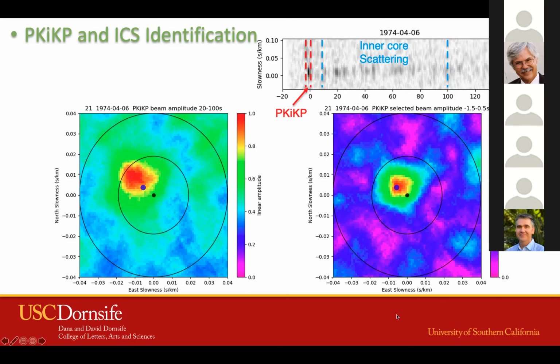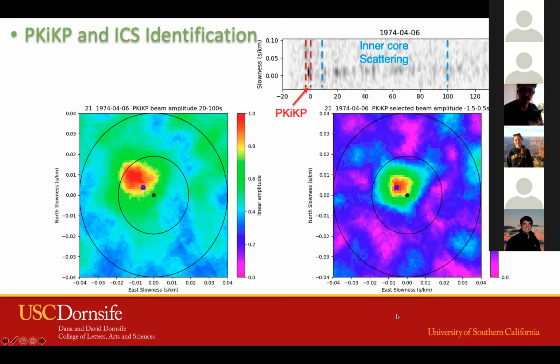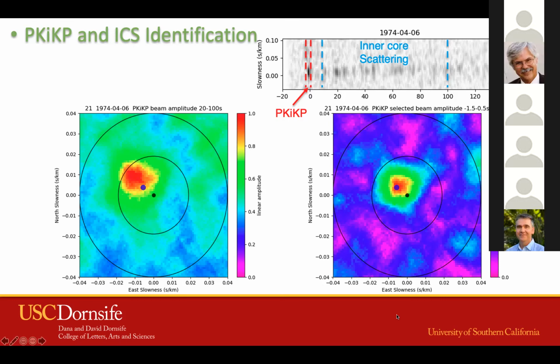The blue dot is the predicted arrival slowness of PK small IKP, and the red dot is our observation. First, we record the synthetics and also the observation of the PK small IKP energy.